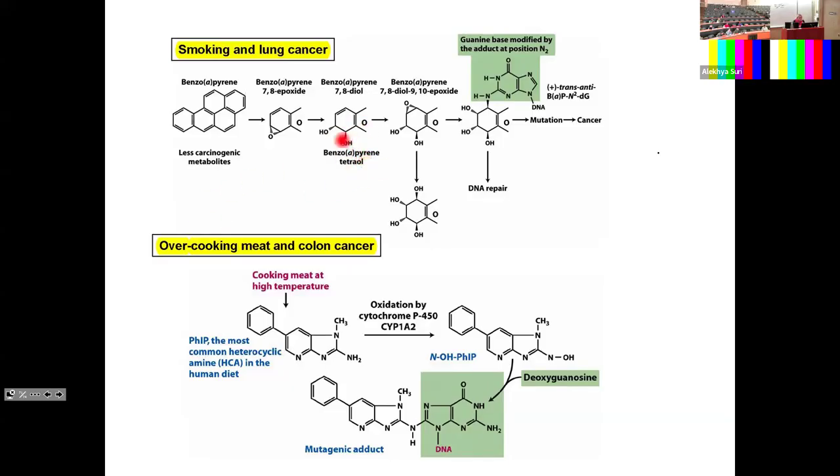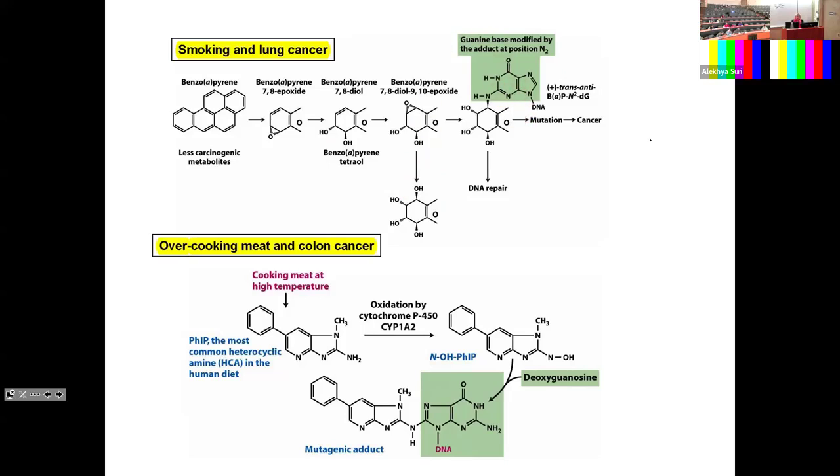So they try to make it more hydrophilic because it's a polar reactant. So they want to eliminate it by the urine, right? So the enzymes add hydroxyl groups. Those hydroxyl groups change the structure, and that structure is the one that reacts with the N in the base.